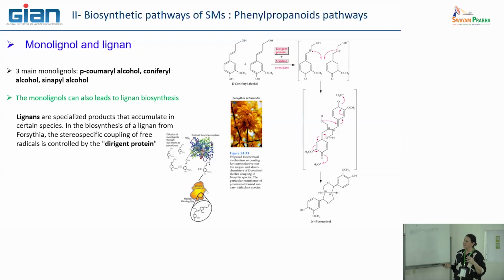So that means this dirigent protein also plays a role in orienting this specific precursor to increase the success of the polymerization at the end. So not only enzymes, but transporters, dirigent proteins, and so on. You can now imagine that around the metabolic pathway, there exist lots of other types of proteins that could play a very important role in this final biosynthesis.